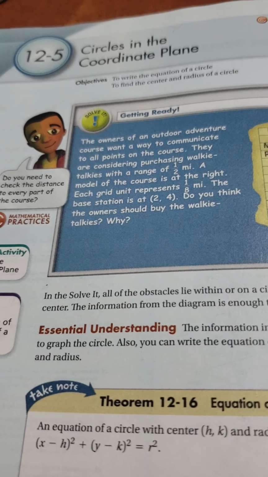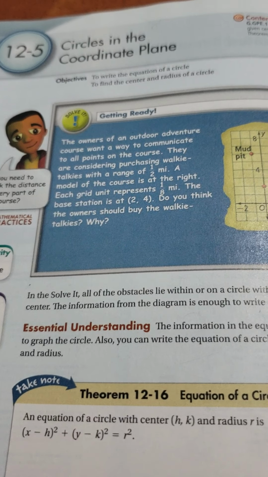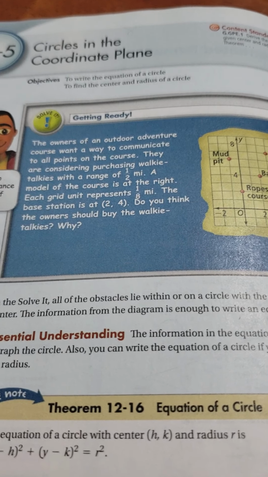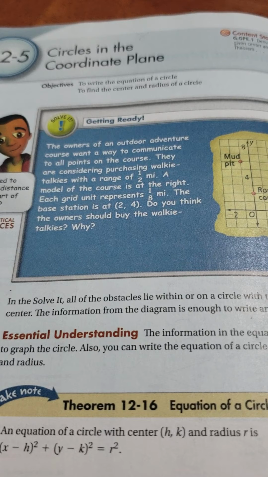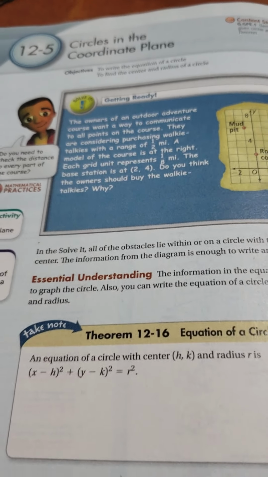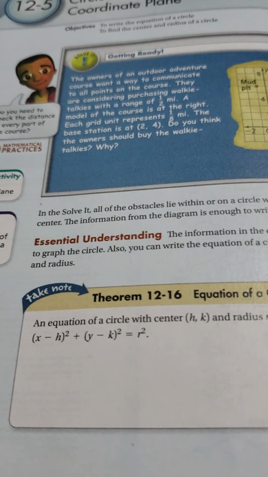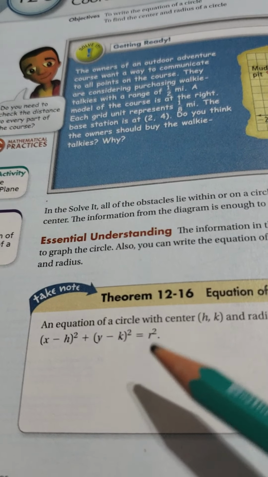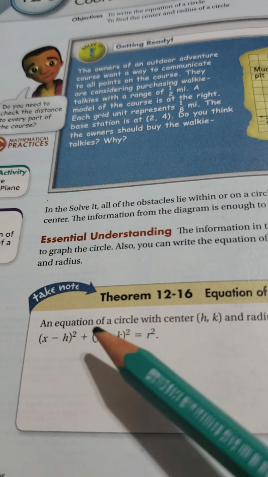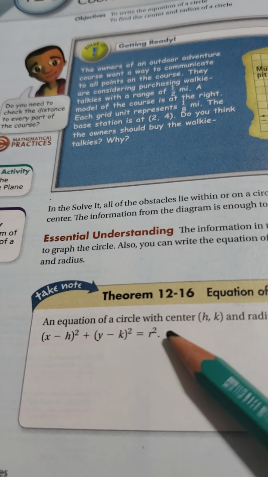Okay, let's continue in lesson 12.5, the circle in the coordinate plane. Now here we will relate geometry with algebra because we will have a formula, an equation for the circle. This is the equation that we have: (x - h)² + (y - k)² = r².